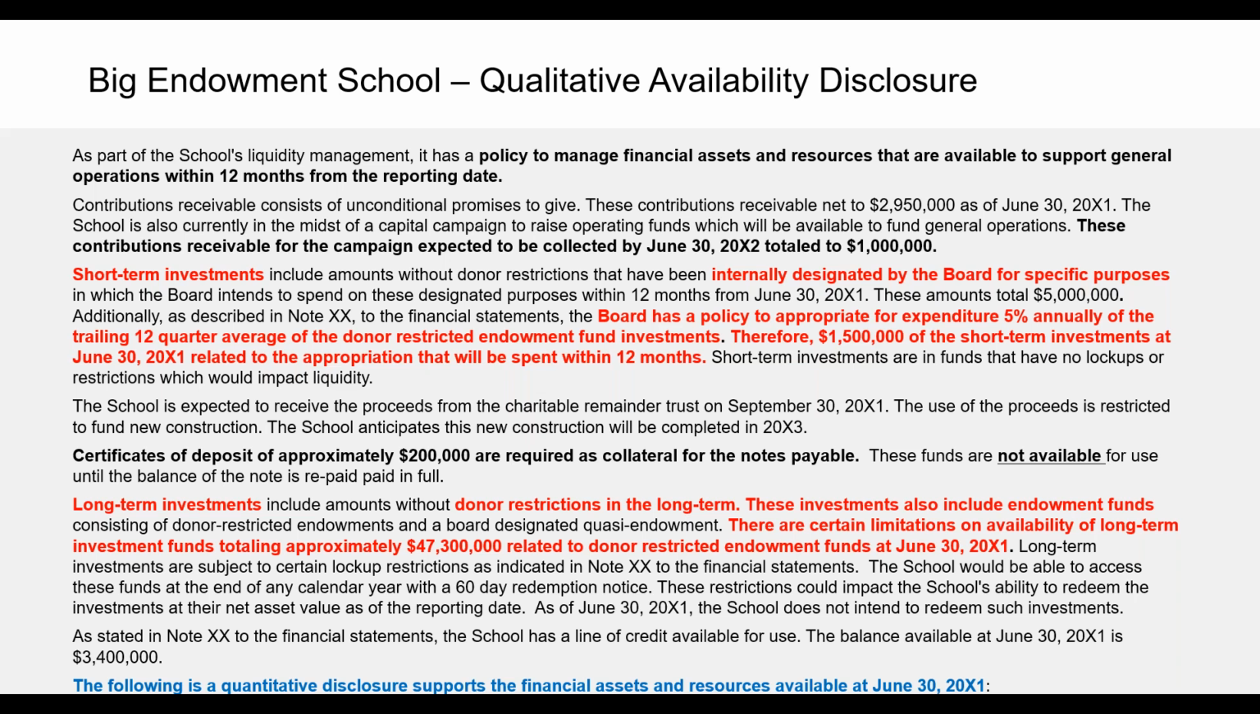The certificates of deposit of approximately $200,000 are required as collateral for the notes payable, and they will not be available for use. So having that disclosed. And then long-term investments include amounts without donor restrictions in the long term. These investments also include endowment funds consisting of donor restricted endowment and board designated quasi endowments. There are certain limitations on availability of long-term investment funds, totaling approximately $47 million related to donor-restricted endowment funds at year end. And then we're going to say the school has the line of credit available to use and the balance available to be used.